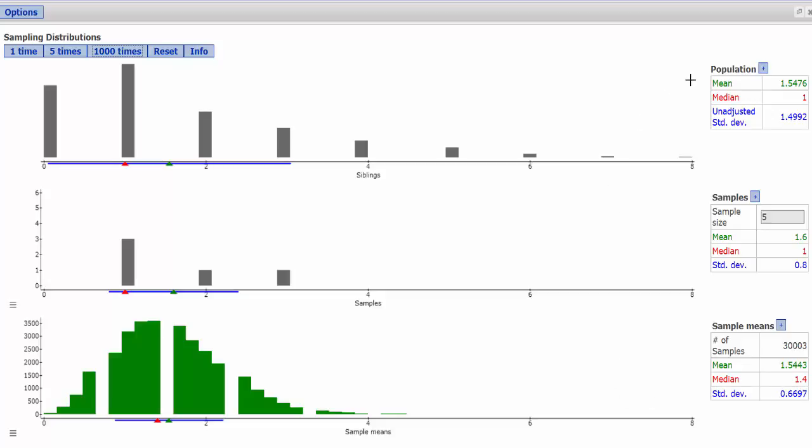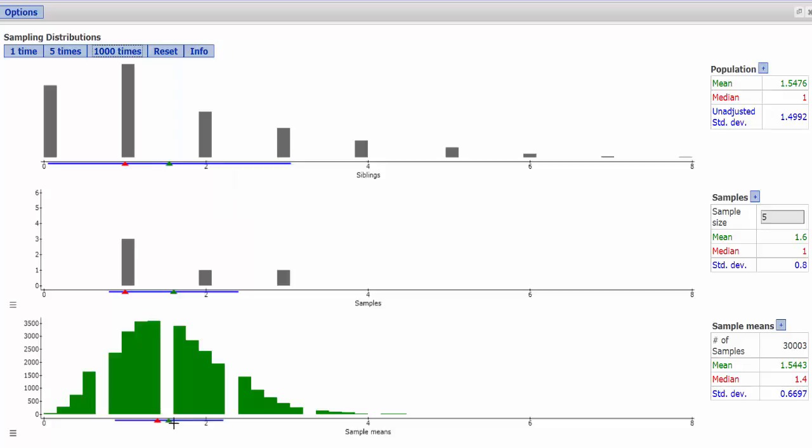Also, one very interesting phenomenon is that in the population, the median number of siblings is here, and the mean number of siblings is here at 1.55. And then you can see in our distribution of sample means that the mean is also about 1.55. So this is kind of a hard concept: we're taking a bunch of different samples, plotting the mean from each of these samples, and then when we calculate the mean of all those means, it's equal to the mean in the original population. So that's a lot of means that we're talking about.